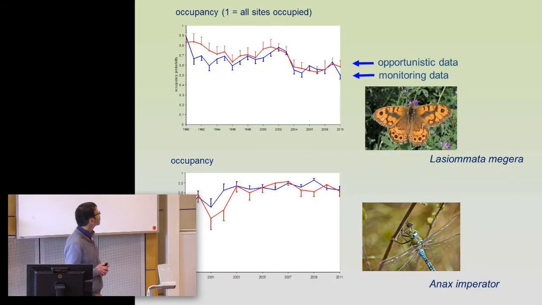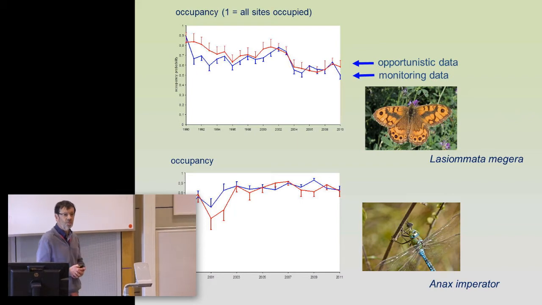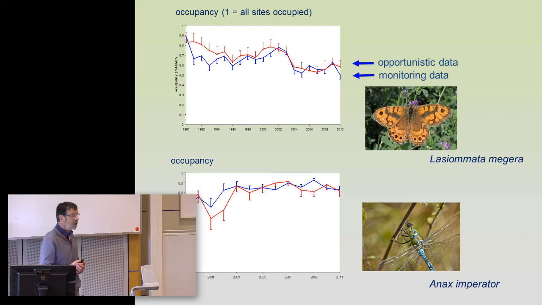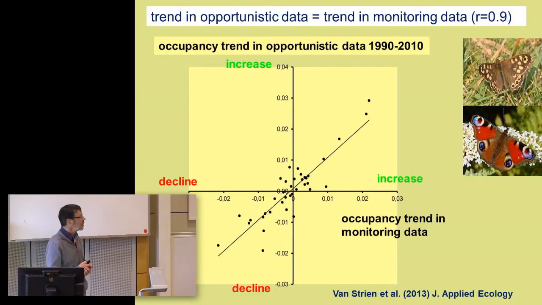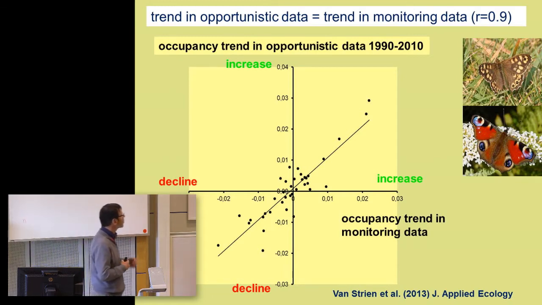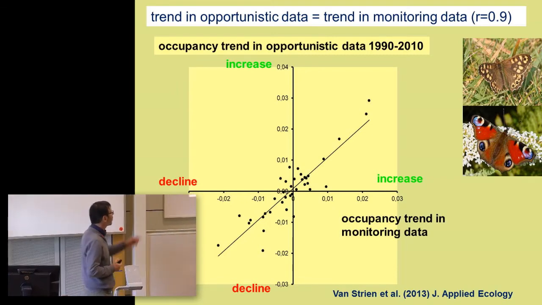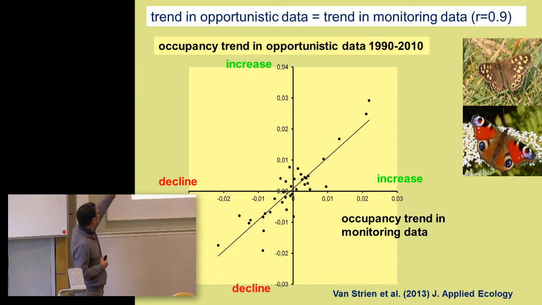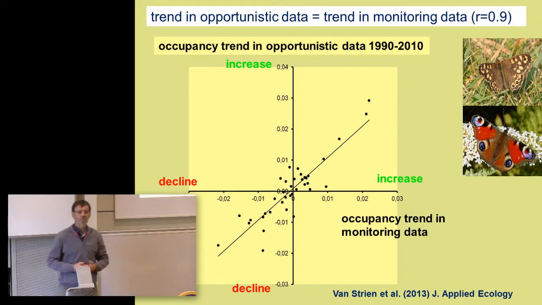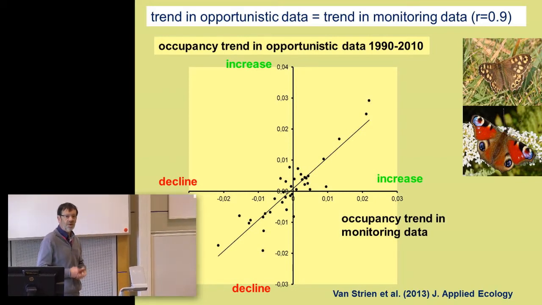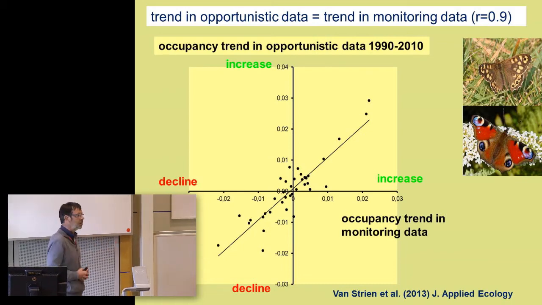This is the sort of result. I of course took beautiful examples where monitoring and opportunistic data have the same trajectories. On the other hand, if you look here, monitoring data and opportunistic data have an enormously good correlation. So for butterflies, the trick worked. You have trends in monitoring data and trends in opportunistic data, and they look the same. It means that we never missed strong declines or increases that happened in monitoring data. We could also see them in our opportunistic data.